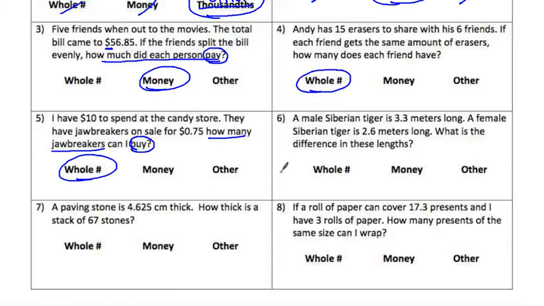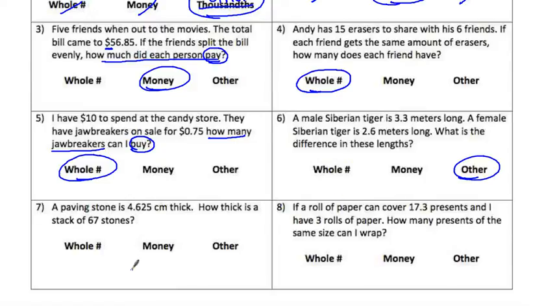For number 6, a male Siberian tiger is 3.3 meters long. A female Siberian tiger is 2.6 meters long. What is the difference in these lengths? This one, it doesn't have to be a whole number. It doesn't have to be money because you're measuring. It's actually going to be other. You can have decimal measurements.